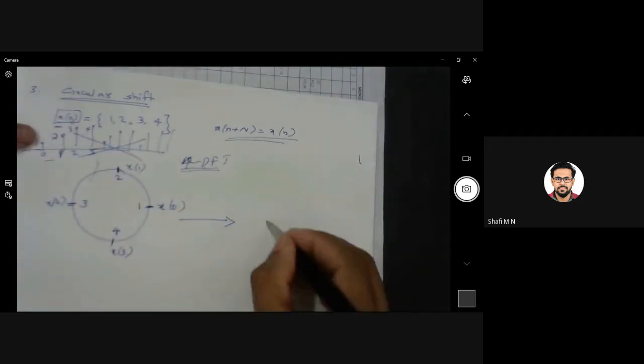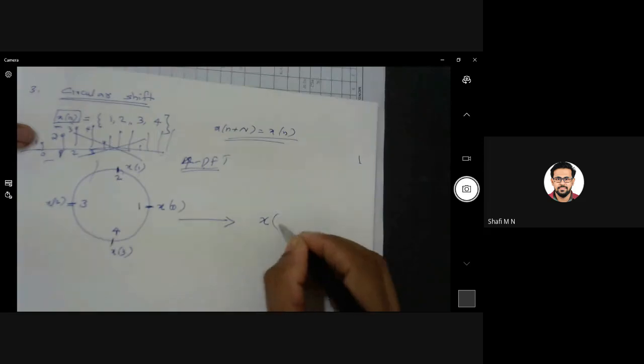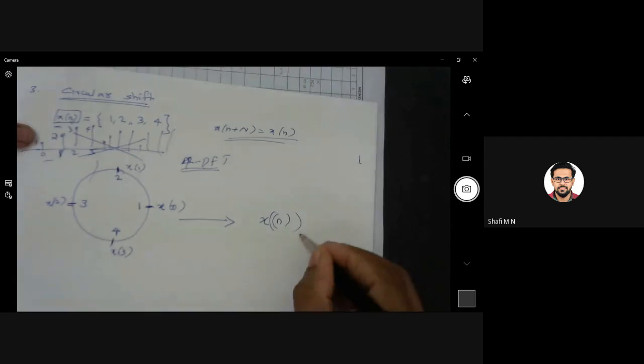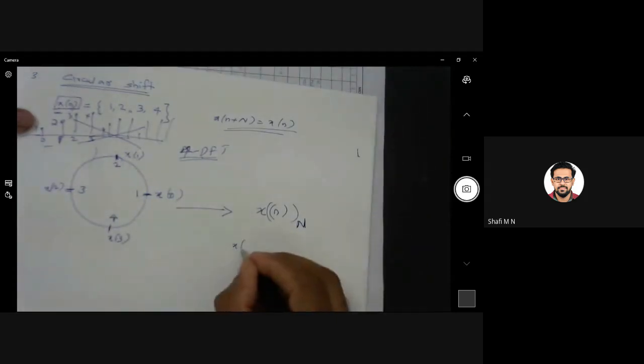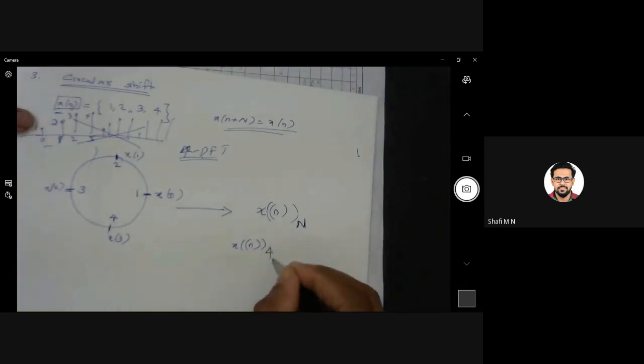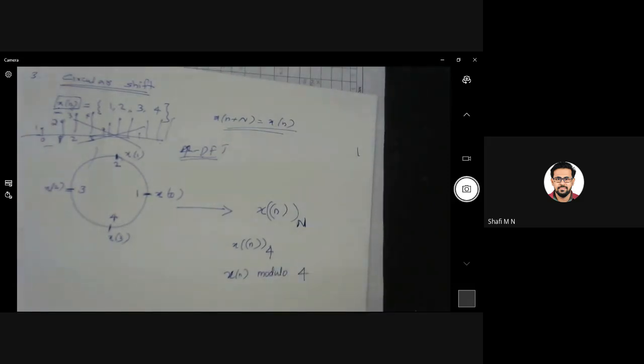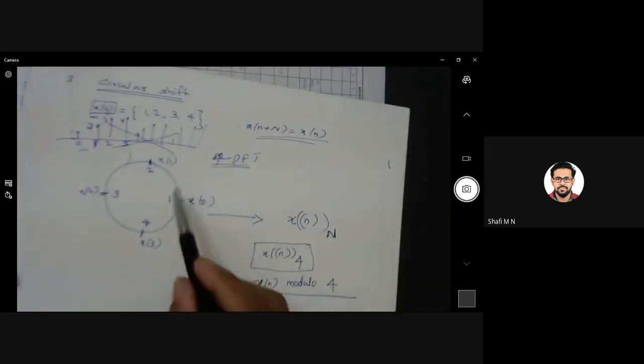So to make it convenient, there is another form of representation. It's like this: x of n modulo, you have two brackets. It's read as n modulo capital N. This is capital N, in our case it's 4. So in our example, it is x of n modulo 4. This implies your signal x of n is periodic with period 4. Got it? You can easily understand it from this.